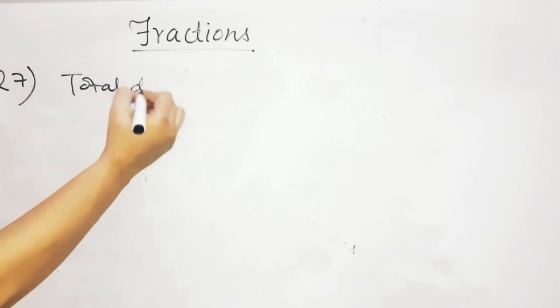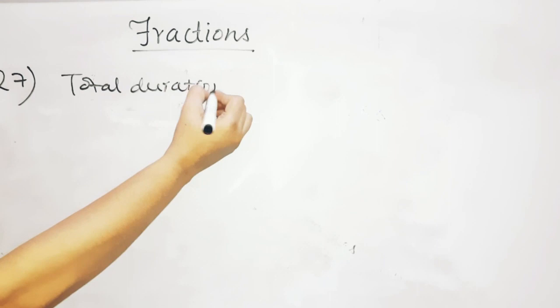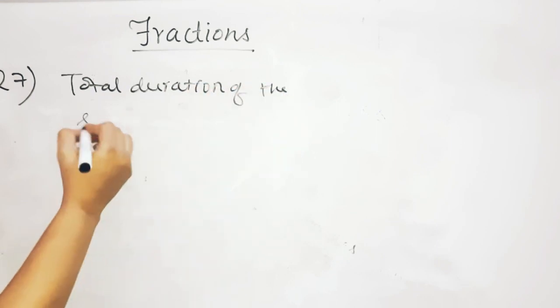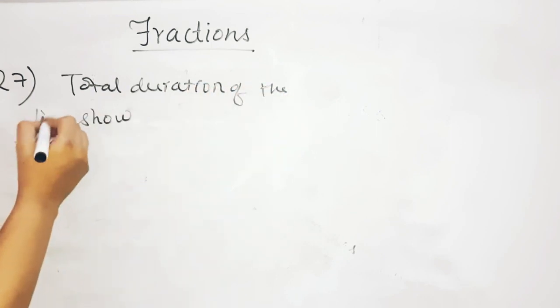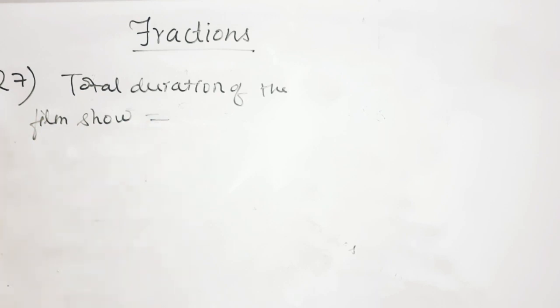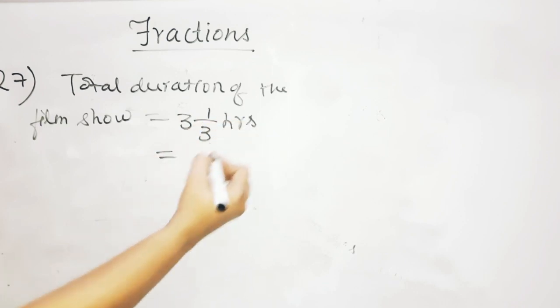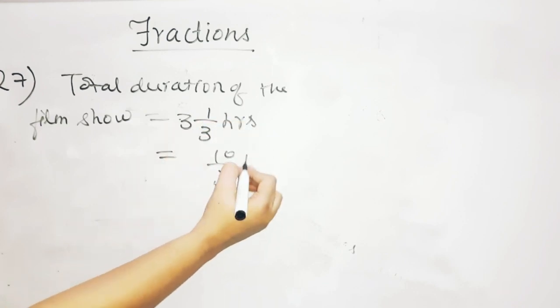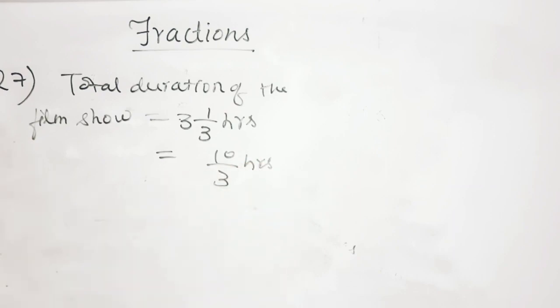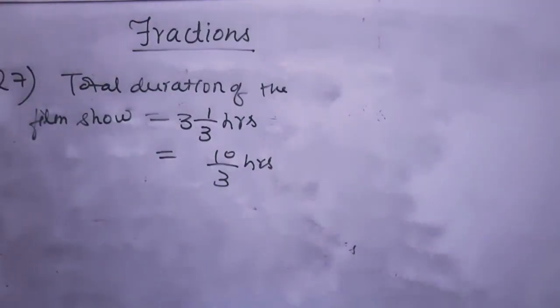Total duration of the show, film show, because that was a film show, including ads. This is including ads. Ads are also included. 1 upon 3 hours, which can be written as 3 3s are 9, 9 plus 1, 10 upon 3 hours. Now what will be the next statement, students?